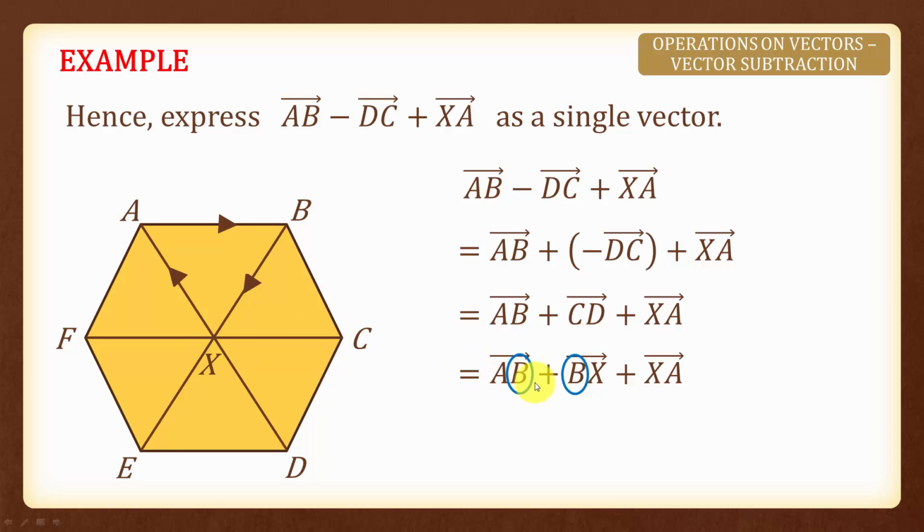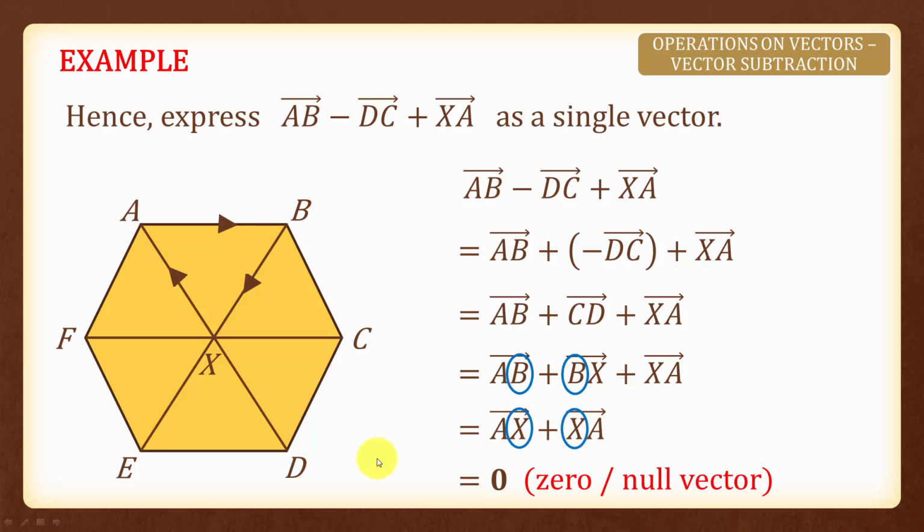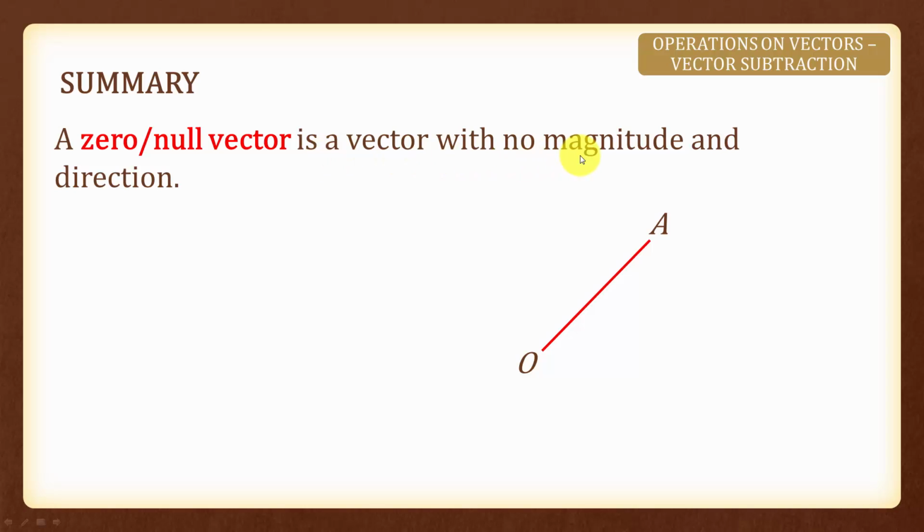Now, since these two letters are the same, we will have vector AX plus vector XA, and likewise these two letters are the same. And what will we have for the final answer? We will not write it as vector AA. Instead, we will write it as a 0 or null vector. A 0 or null vector is not a directed line segment. It is actually just a point here. It has no magnitude and no direction. And now a 0 vector is the only vector without magnitude and direction.